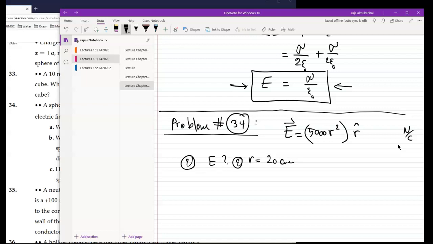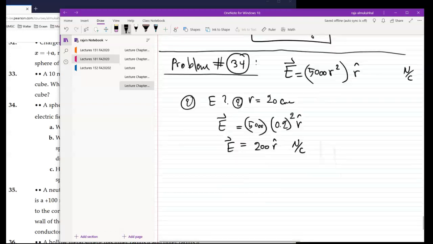Simple. All I need to do is just plug it in. Of course, in meters. We can put the vector component to it. I'm not sure how your Mastering wants it, but you can find out. So that's going to be 5,000 times 0.2 squared, r unit vector, and then you just calculate that. So 0.2 squared multiplied by 5,000, and now I'm going to get 200 r unit vector Newton per Coulomb. There we go. Simple.